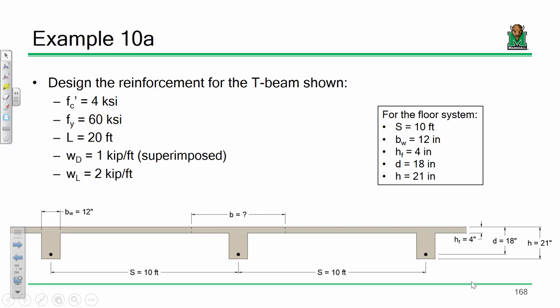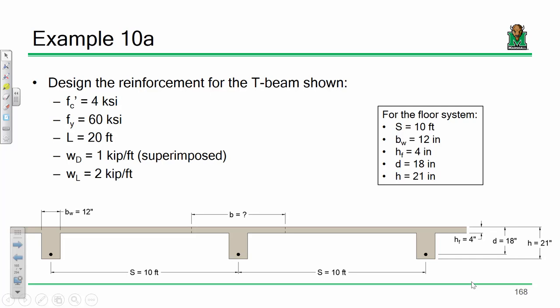Okay, so I have a floor system here that I want to design the reinforcement for. Now, just so you're aware, I know that some of these numbers might be a little small for the folks in the back, which is why I put this here. So I have a floor system where the beams are spaced 10 foot on center. The stem of the webs themselves are 12 inches wide. So b sub w is 12 inches, but b, the effective flange width, I have no idea what that is.